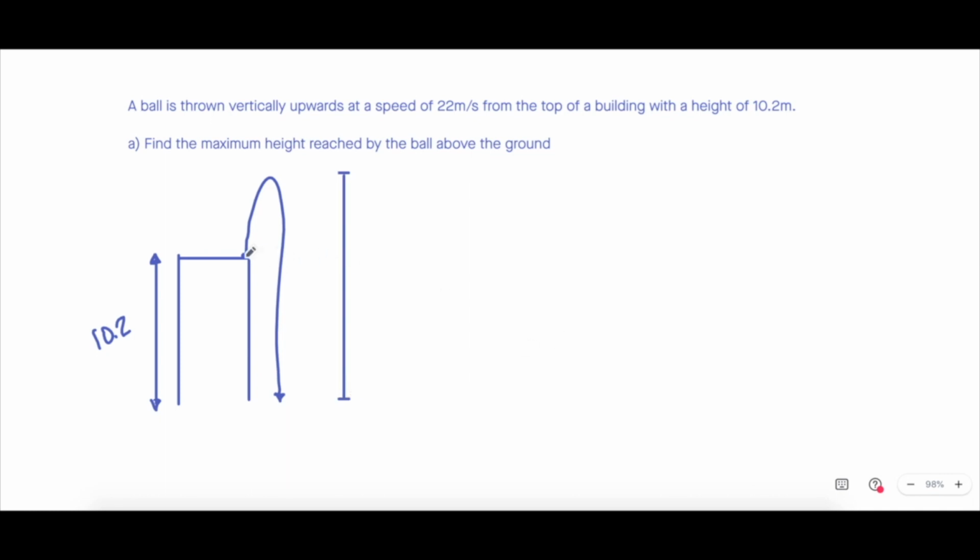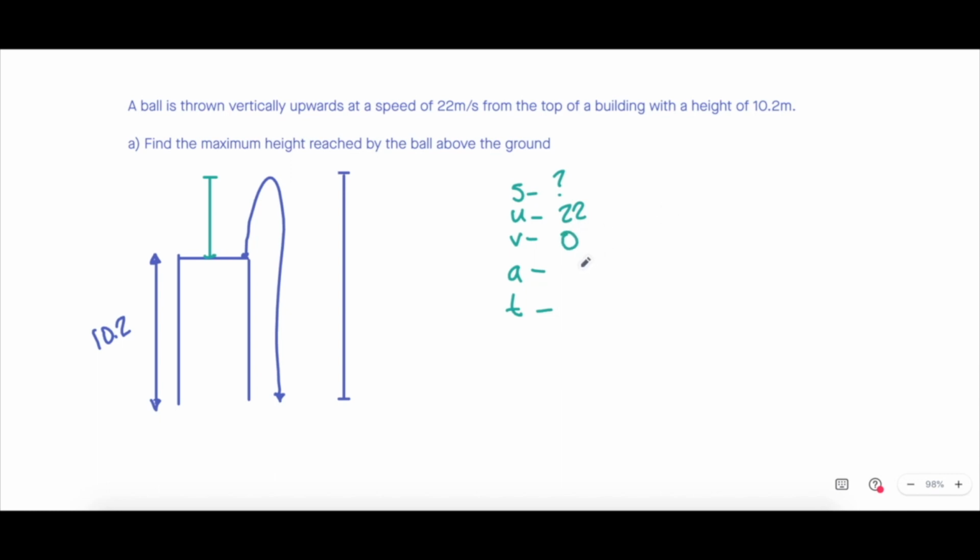So to do that, we first need to work out the distance above the top of the building. We can use SUVAT to calculate the distance from here to here. S is what we're trying to work out. U is 22 meters per second, that's the speed at which it's being thrown. V, it's going to be at the top of its jump, so the final velocity is going to be 0.